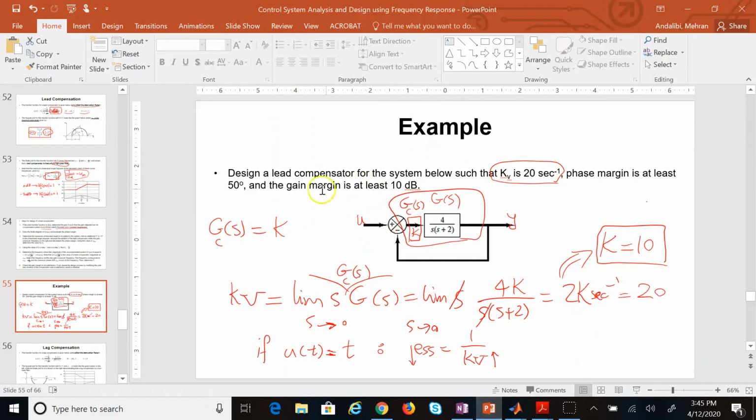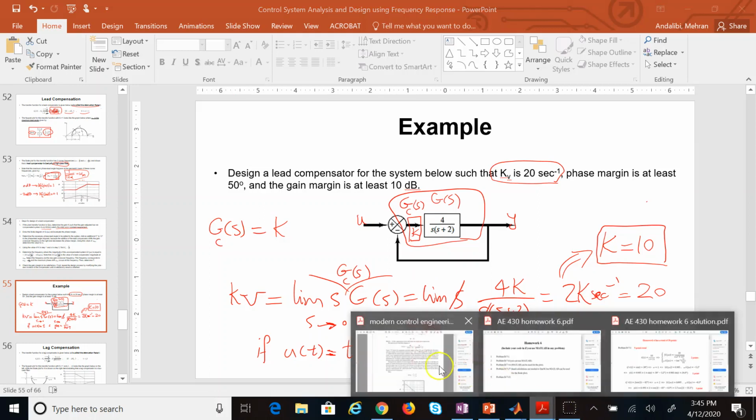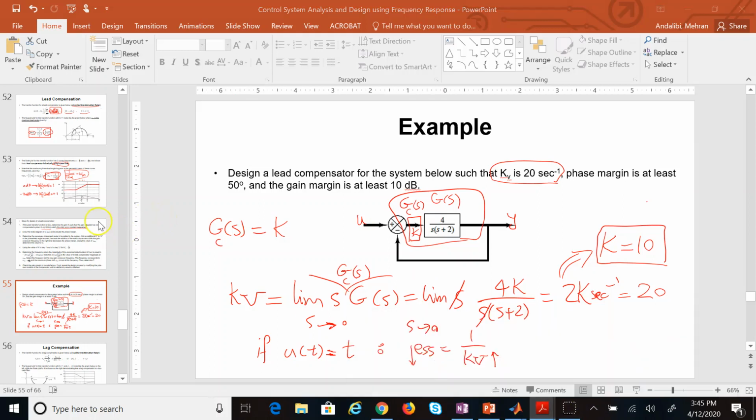So now, is that enough for us? If we go back, we see that no. Well, of course, gain margin is good. It's infinite, way more than 10 decibels, but the phase margin is 18, should be 50. So we have some amount of angle or phase that we need to contribute. And how much? Well, since it's 50 and we have only 18, so we would say we need 32 degrees of phase that we need to contribute, right?